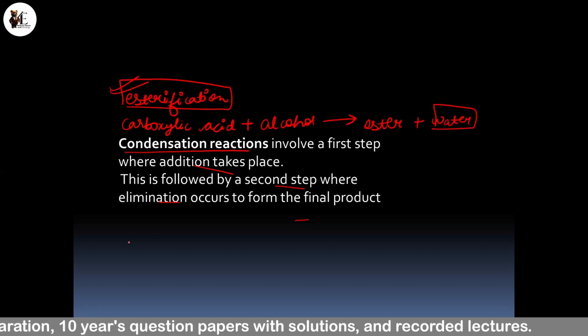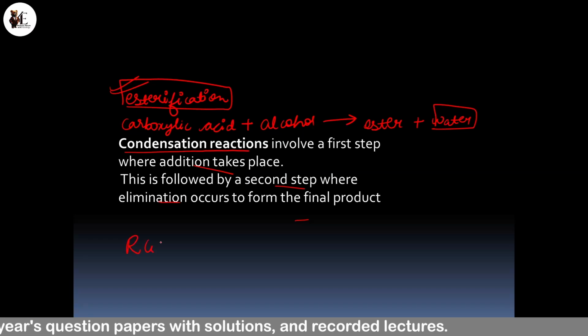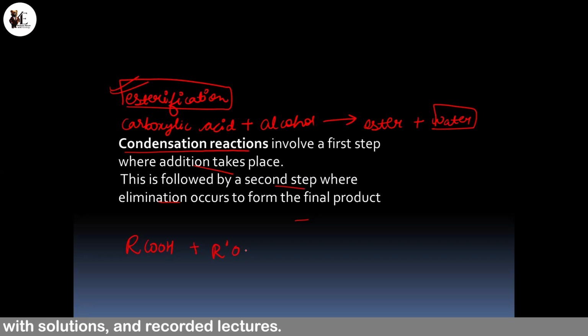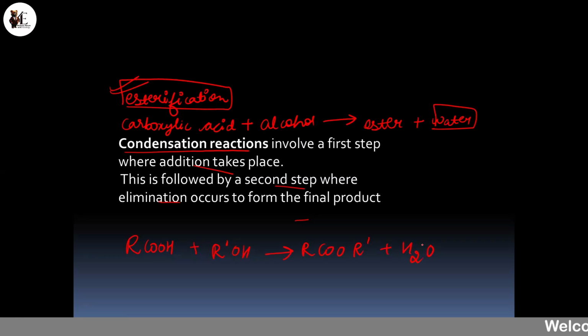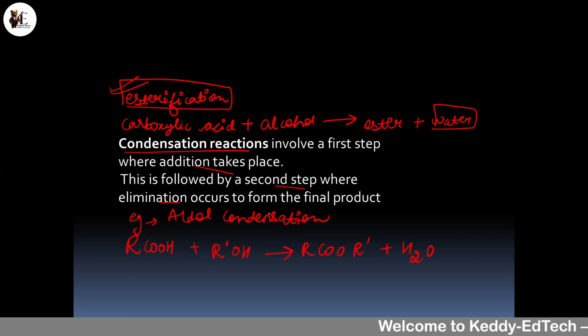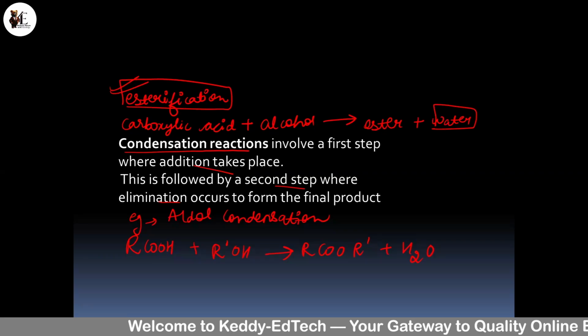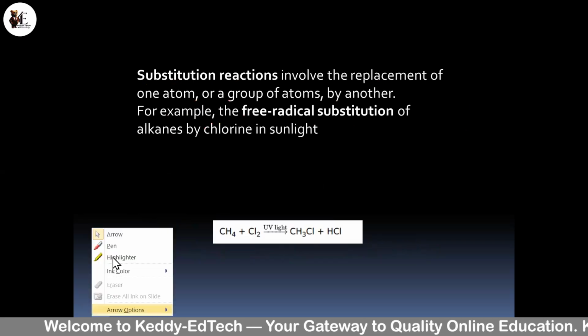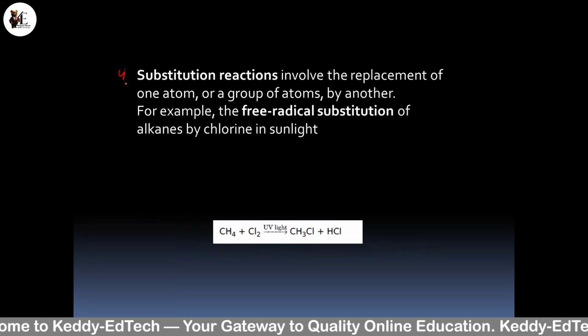In symbol language, you can write RCOOH plus R'OH, and it gives you RCOOR' plus H2O. So the next example is, so remember the sequence. First we have learned about the addition reaction. Second is elimination. Third is condensation. Fourth reaction is substitution, and this reaction is very, very important.